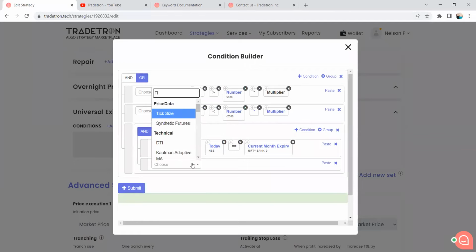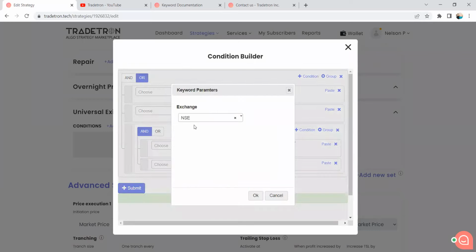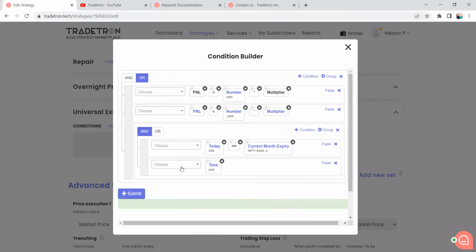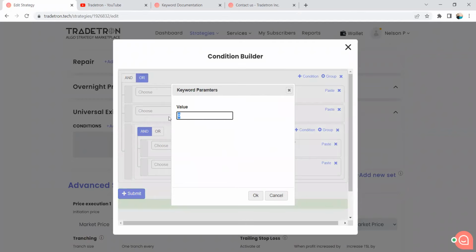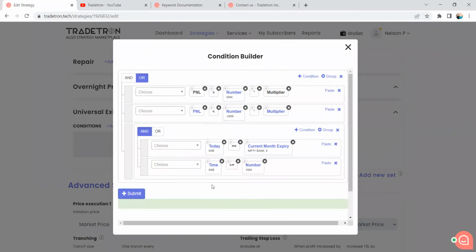And also I want to select that on current month expiry, if the time is greater than 3 p.m., because I don't want to wait till the end of the market, is greater than equal to number 15, that is 3 p.m., then this strategy should exit. So there are 3 strategy conditions that we have created.